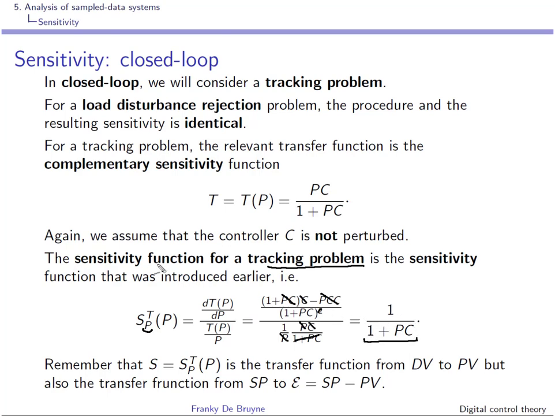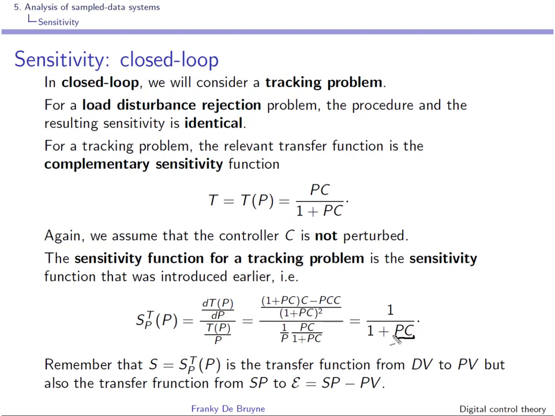It's the sensitivity function in closed loop for a tracking problem, but also for a load disturbance rejection problem. You still have to check this. Remember that this sensitivity function is the transfer function from dV to PV, but also the transfer function from SP to epsilon, the control error. Notice that the sensitivity in closed loop, sensitivity to process variations, will be low where the loop gain is high.